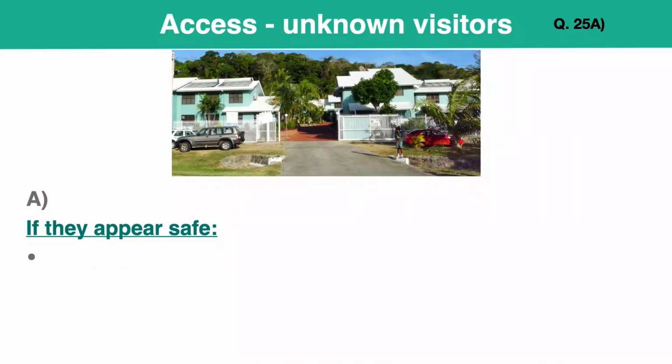So how do you deal with a person who might come onto the property, or you notice who's onto the property? They're unknown to you, they're visiting the place, and you're not sure who they are. What will you do in response? The first part, A, is if they appear safe to approach, so they don't look like they're at any serious risk. What steps do you take then in your procedure when you see an unknown visitor?